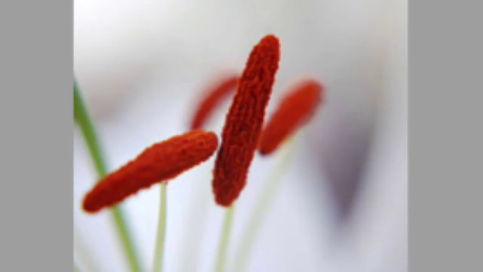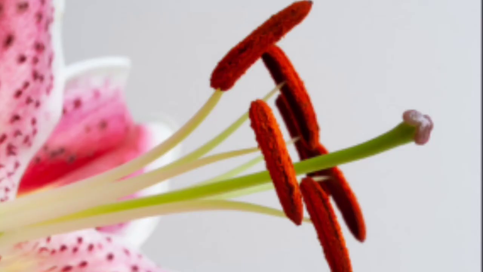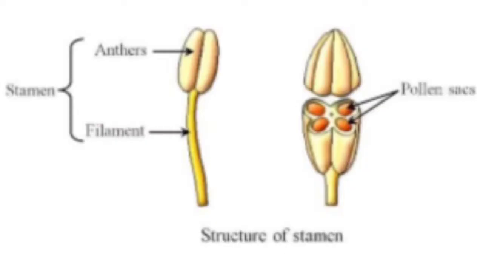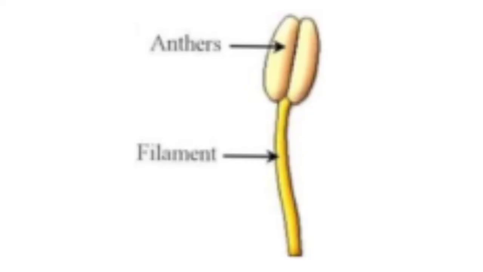Stamen, the male reproductive part of a flower. In all but a few extant angiosperms, the stamen consists of a longer, slender stalk, the filament, with a lobed anther at the tip. Small secretory structures called nectaries are often found at the base of the stamens. They provide food rewards for insects and bird pollinators. All the stamens of a flower are collectively called the androecium.